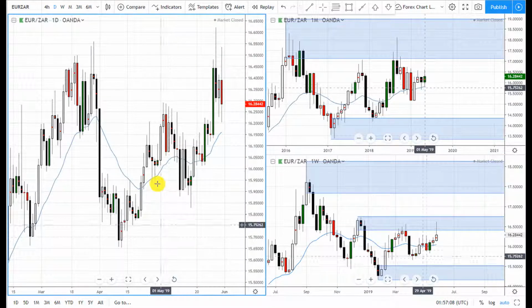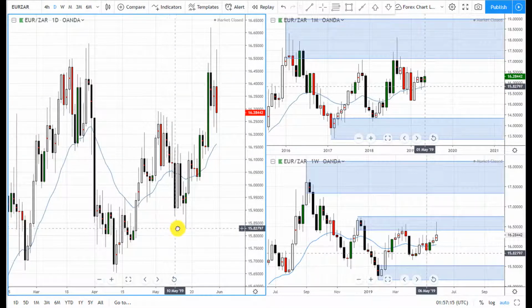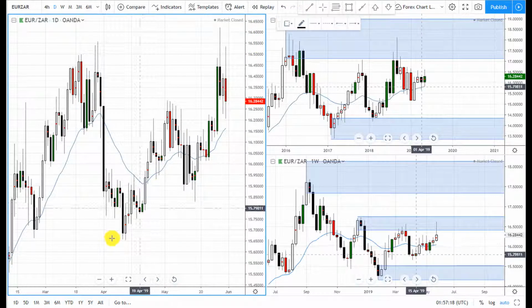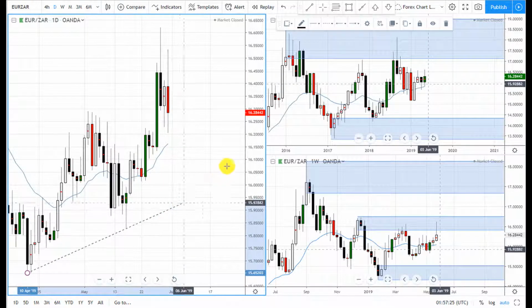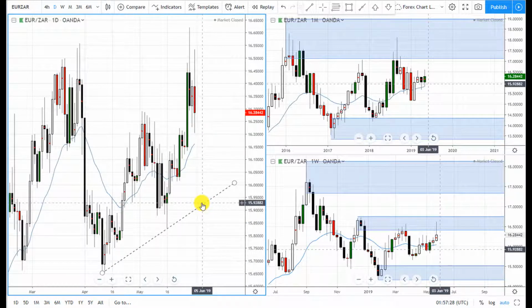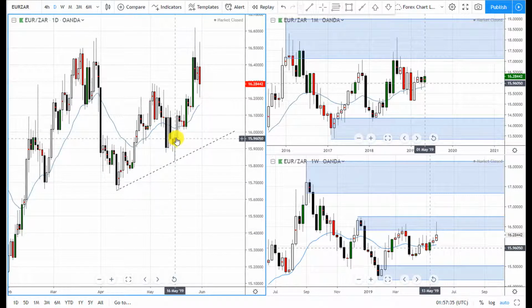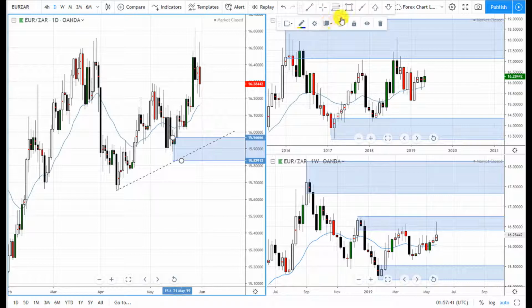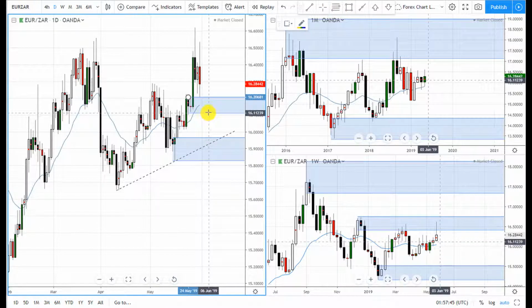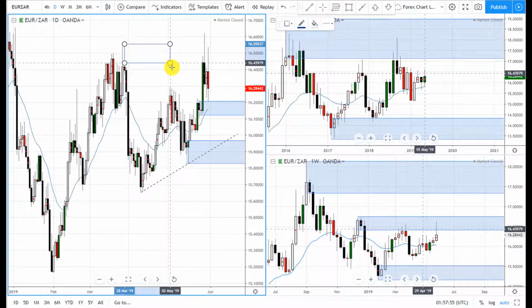On the daily chart on the left here, we can see that price is in an uptrend. And as it increases, it's been making new demand zones on its way up. Because this is a supply zone that's been broken.